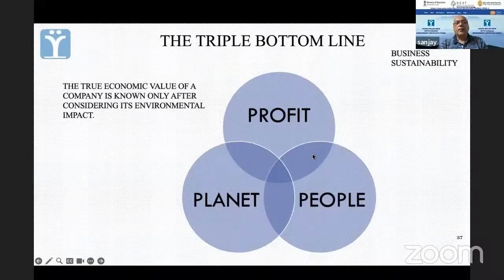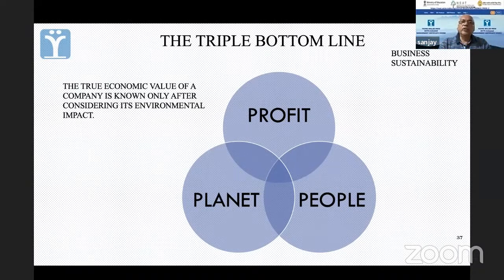So basically, the point I was making is that companies have to be concerned about people and planet apart from being concerned about profit. It's not enough to be just worried about the bottom line. See, the bottom line is normally the line which shows the net profit in a profit and loss statement. Profit after taxes, that's considered to be the bottom line.